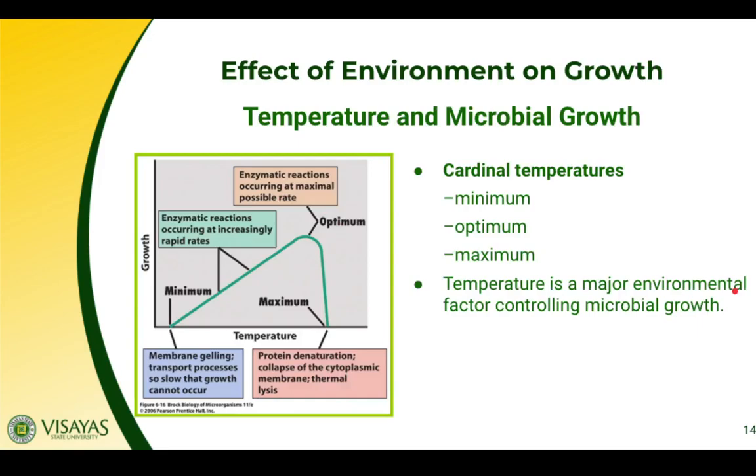Now let us talk about temperature. The growth of microorganisms is directly affected by temperature. In terms of the microbial growth rate, there are three cardinal temperatures that are necessary. These are defined as the minimum, optimum, and maximum temperatures.